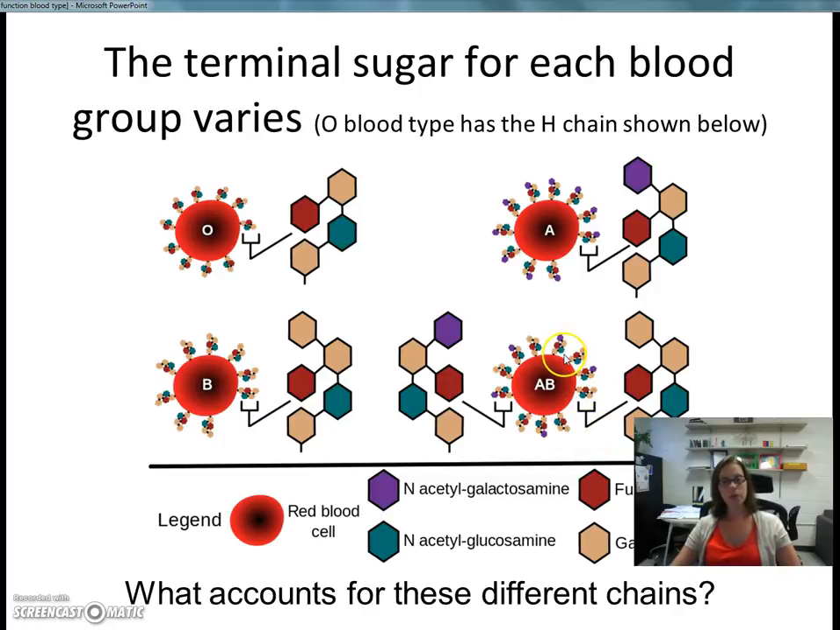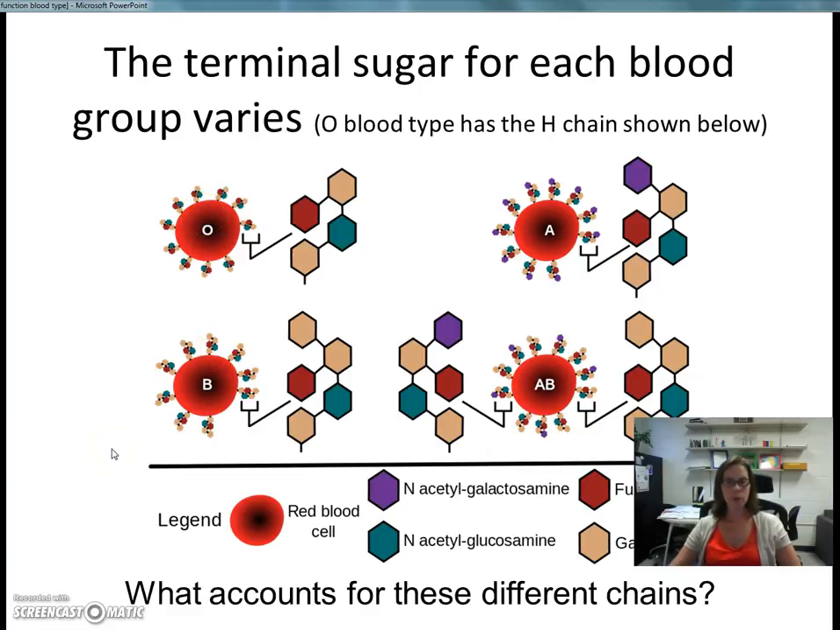Now your immune system only recognizes these terminal sugars on the sugar chains. So if your blood type is A, you actually could be AA, or you might have a copy of the A gene and a copy of the O gene. And the same is true for B. So you might have 2 copies of the B gene, or you could have a copy of the B gene plus a copy of the O gene. And obviously, if you have an O blood type, you only have the 2 O copies of this gene.